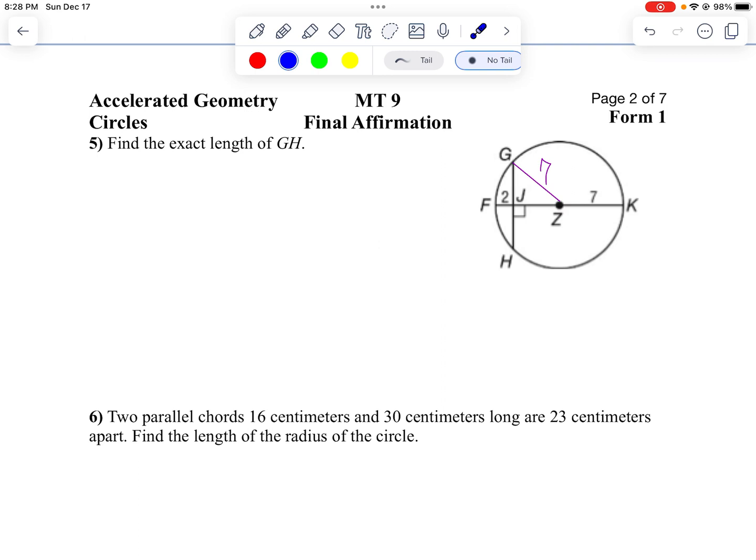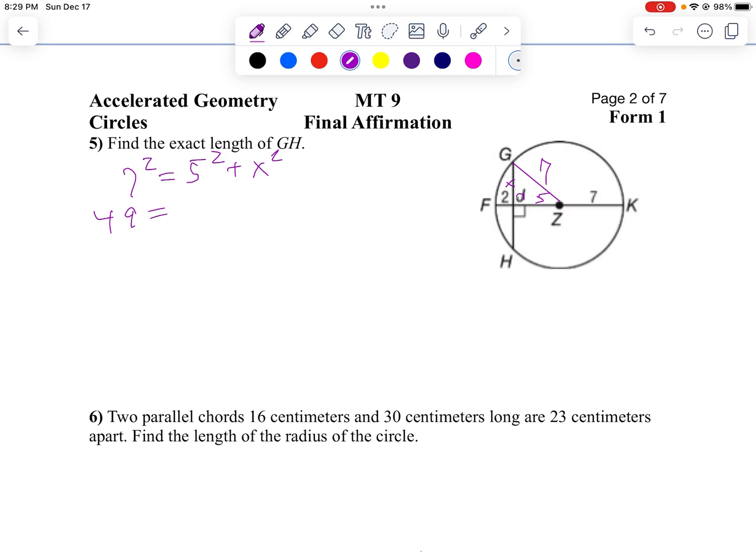So in other words, let me get back here to my pen. We know J to Z is 5. So I want to find G to J. I'll call that X. I can use the Pythagorean theorem because I have a right angle. My hypotenuse is 7. So 7 squared equals 5 squared plus X squared. Remember, we want the exact answer in this one, so no decimals.